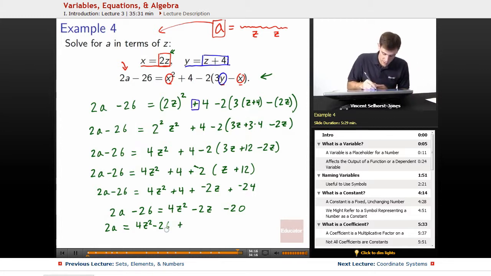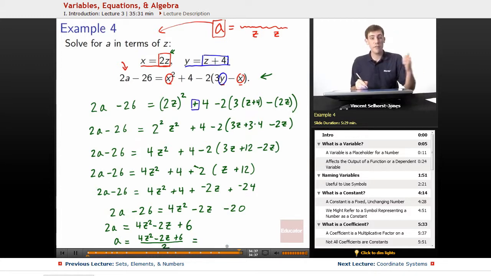Oh, whoops. I accidentally wrote what I was saying. So minus 2z still, add 26, negative 20 plus 26 becomes just 6. Divide both sides by 2, a equals 4z squared minus 2z plus 6, all over 2.